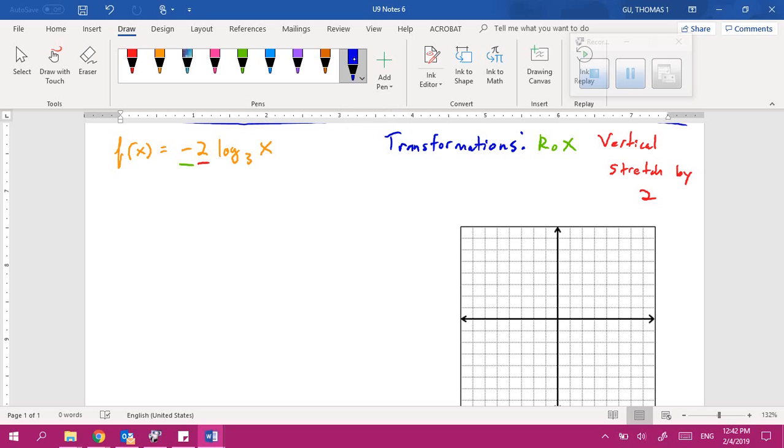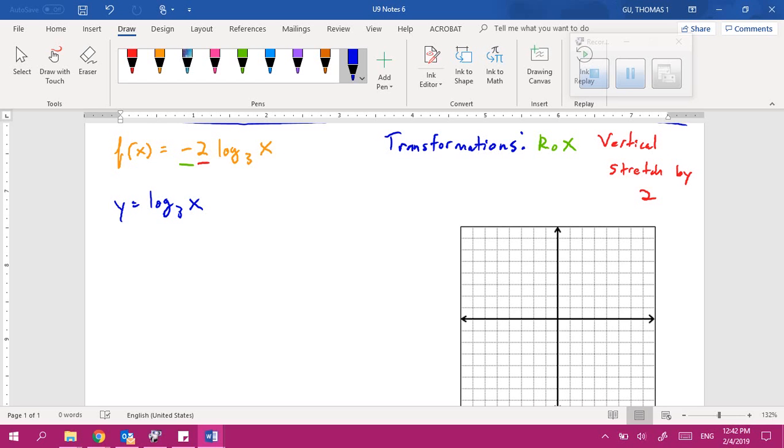What's at the beginning? Y equals? And as you said, log base 3 of x. Right, remember it's everything except the transformations. So without the transformations, it's just log base 3 of x, right? That's the parent function. Okay, so now we're going to find the inverse of this.